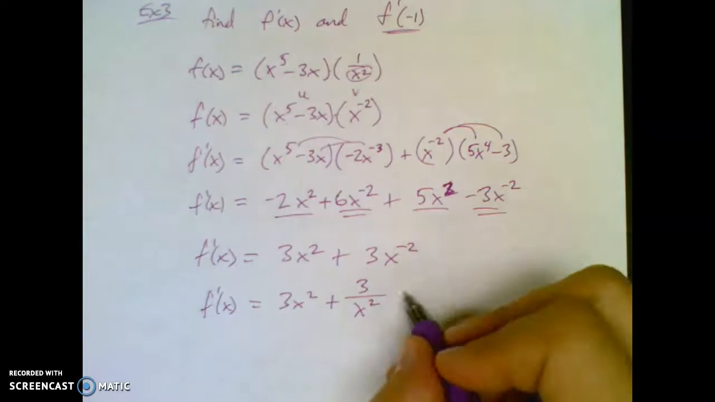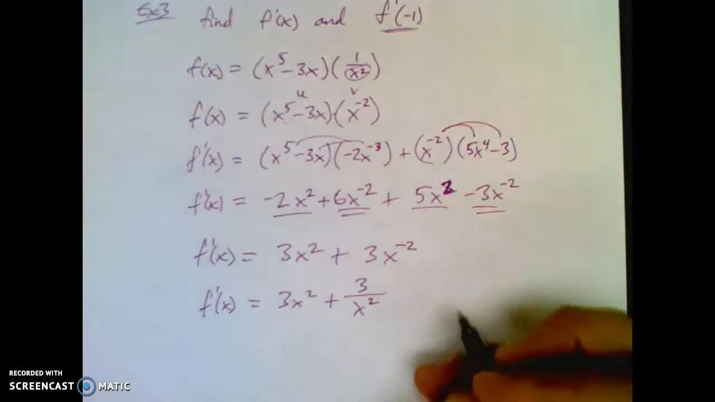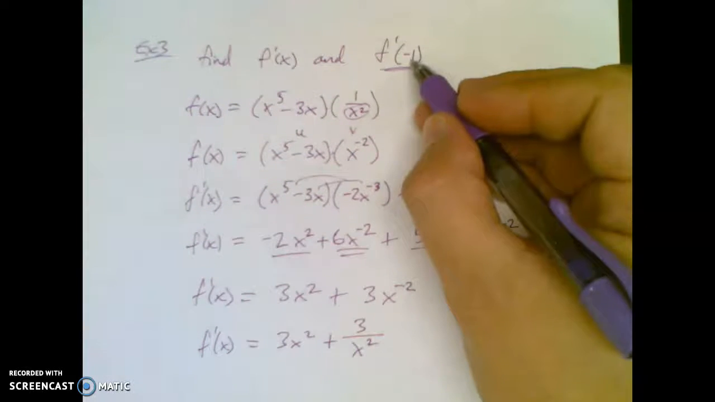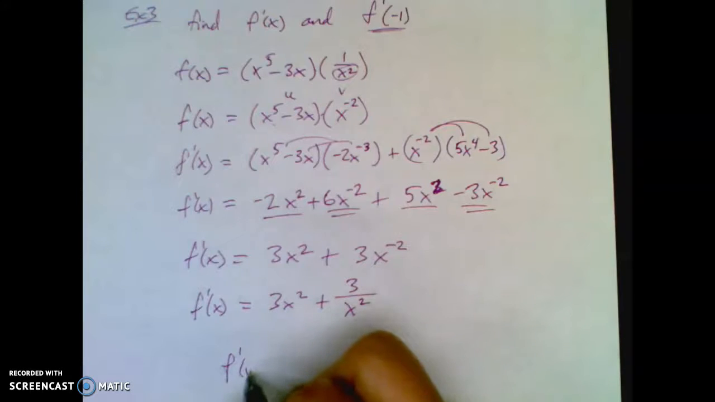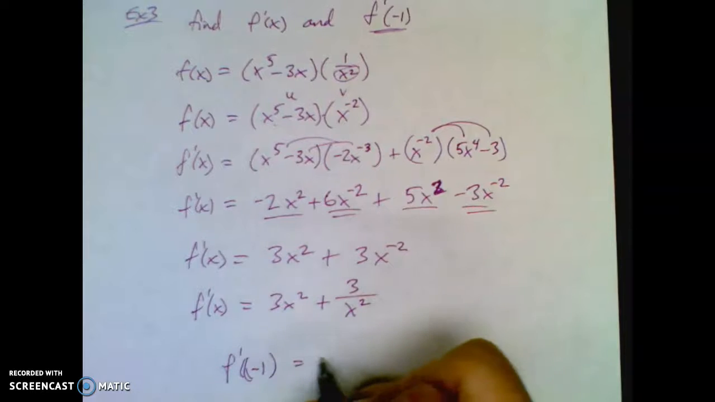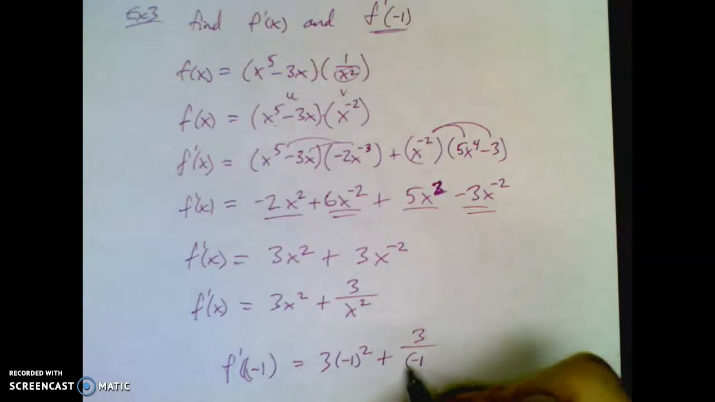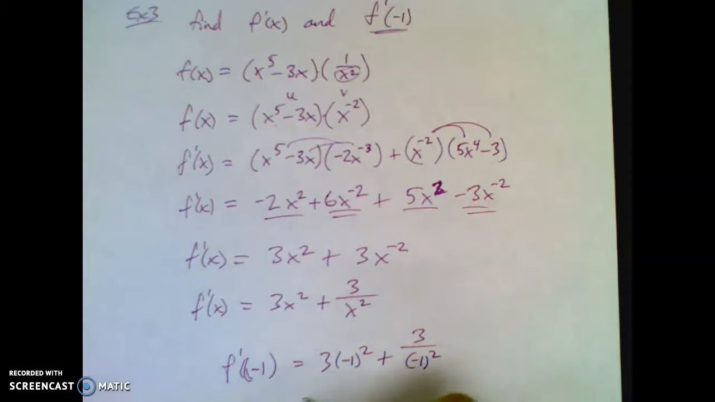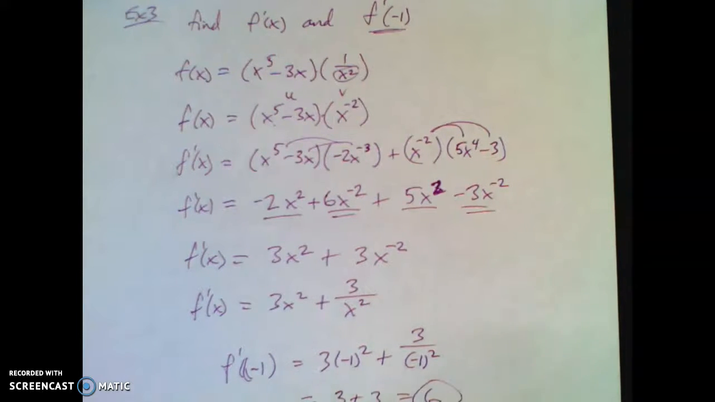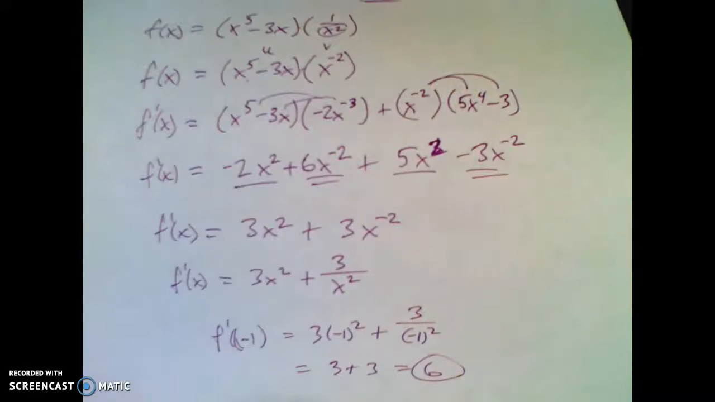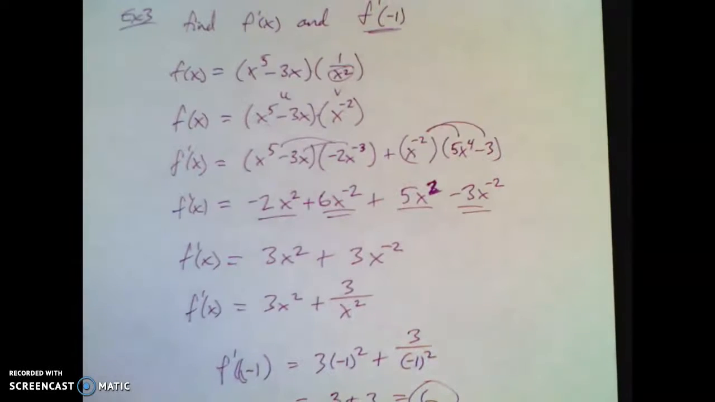And then finally, we can plug in a negative 1 from up here. So f prime of negative 1 is 3 times negative 1 squared plus 3 over negative 1 squared, which is going to be 3 plus 3, 6. So the slope is 6 when x is negative 1. See that? All right, one more weird thing.